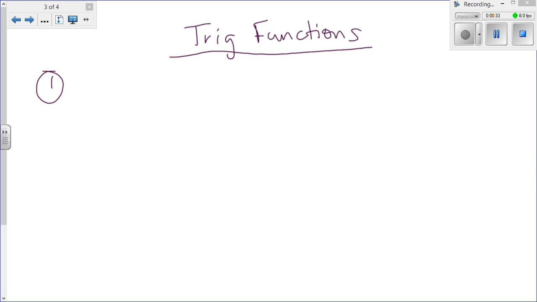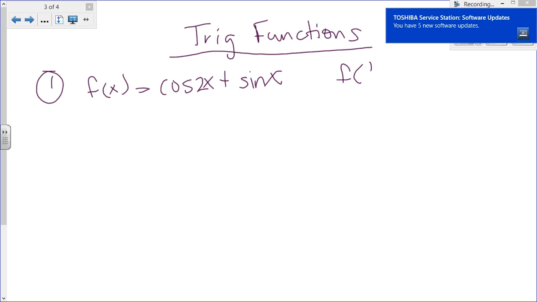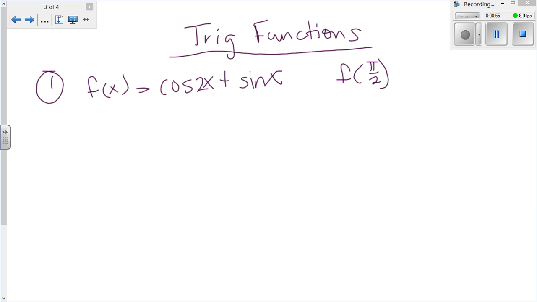For number one, we have f of x. If f of x equals cosine 2x plus sine x, find the exact value of f of pi over 2. I have the steps written out on the top for you. 1, you can plug in and reduce if possible. 2, convert radians to degrees. And 3, use your 30, 60, 90, 45, 45, 90, or your unit circle.